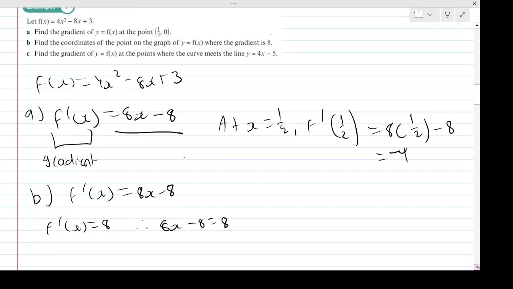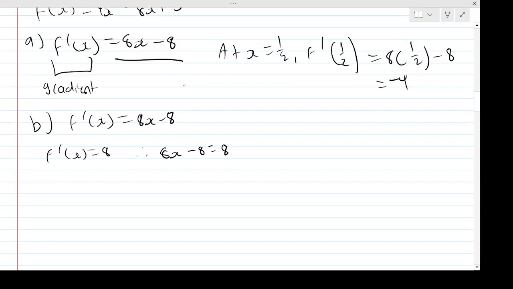Then we need to just solve this equation, because then that will give me the value of x. So 8x, if I add 8 to both sides, equals 16. Then if I divide by 8, we get x is 2. So that's telling me the x point is 2 when the gradient becomes 8.